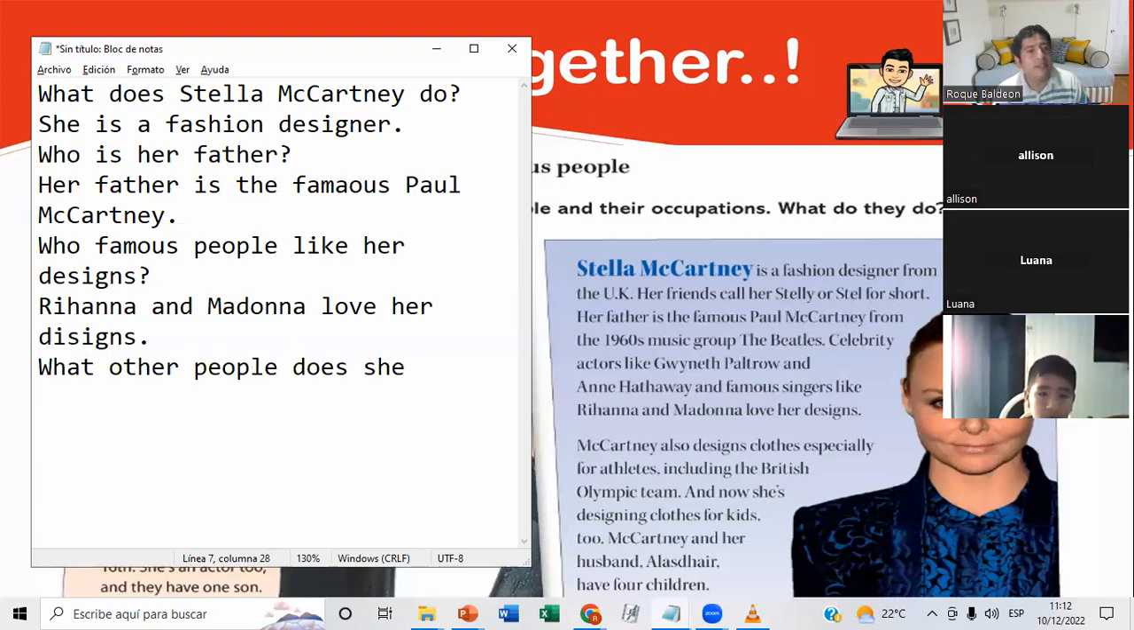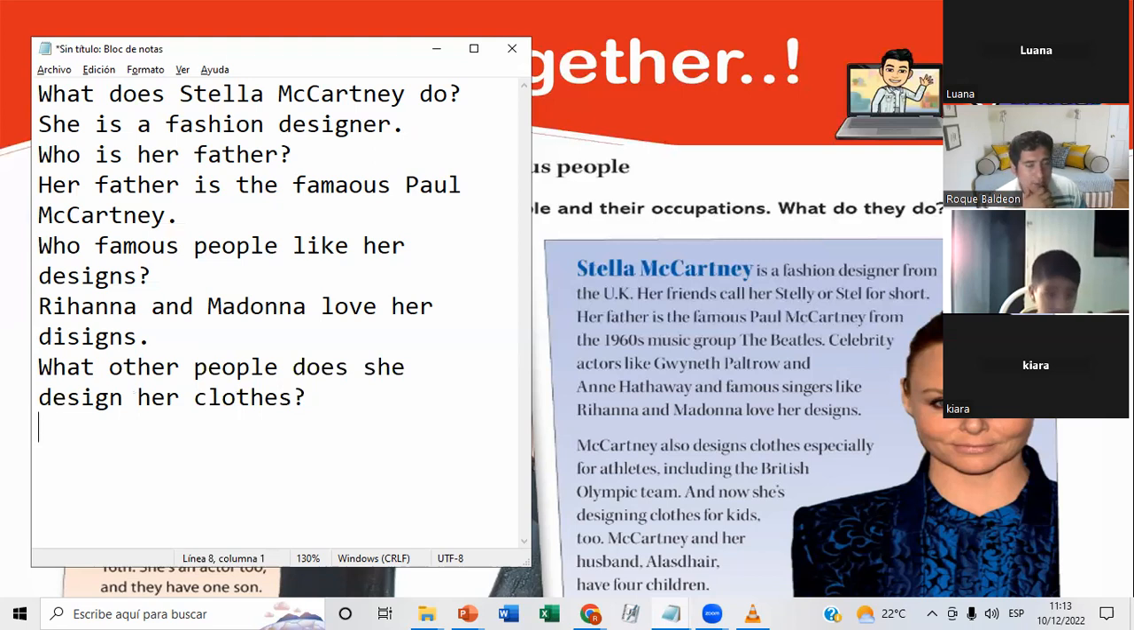What other people does she design for? What are the people that she designs for? Come on. She said that she designs clothes for something, no? What other people does she design her clothes for? Luanita, again, tell me.